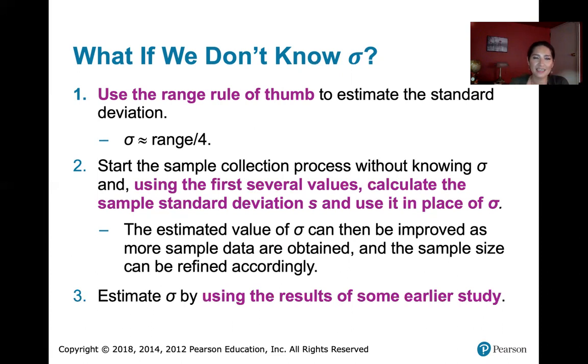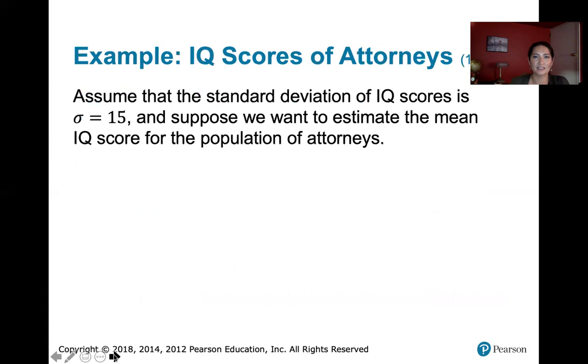Or lastly, you can estimate the population standard deviation using the results of some earlier study. So maybe someone else told you that the standard deviation should be this. So we can use that going forward. So you've got the range over 4 option, you've got computing a sample standard deviation for just the very beginning of your sample, that first part of that sample that's collected, or you can just use old values that are known from previous studies.